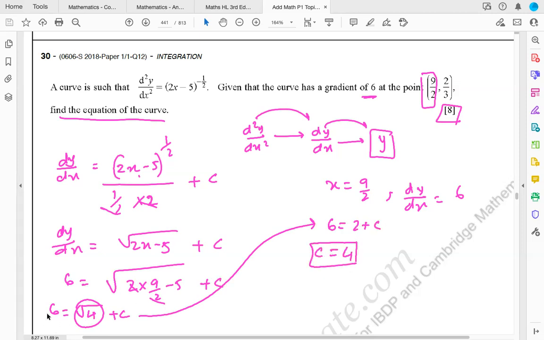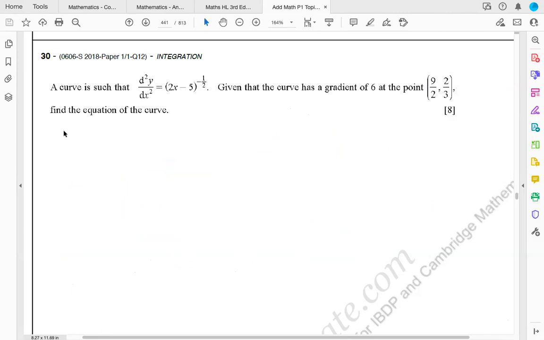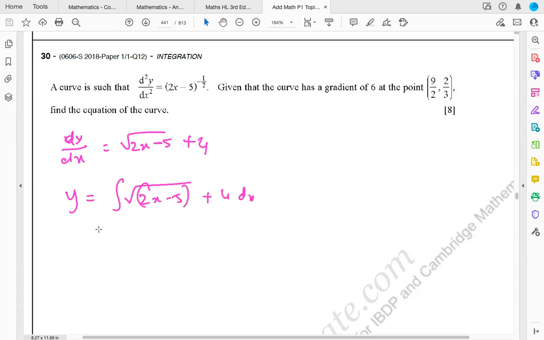So from here we get the first derivative function: dy by dx is root of 2x minus 5 plus 4. Now our next step should be to find out the final function. So if I integrate this, I get the original function. So integration of this part is going to be 2x minus 5 to the power of 3 by 2 divided by 3 by 2 times 2, plus 4x plus c. So this 2 and 2 get cancelled, and you get this particular part.